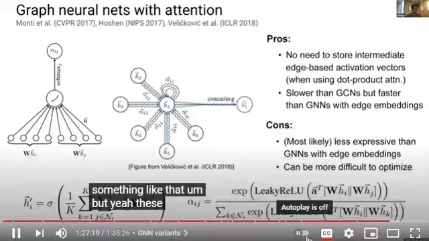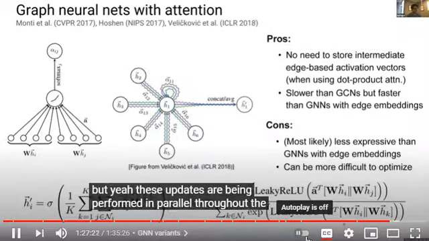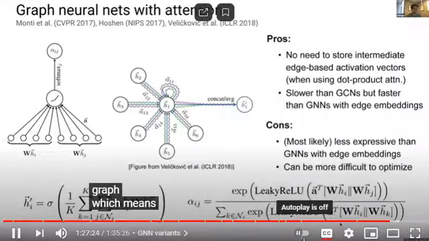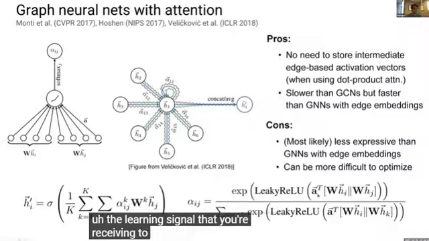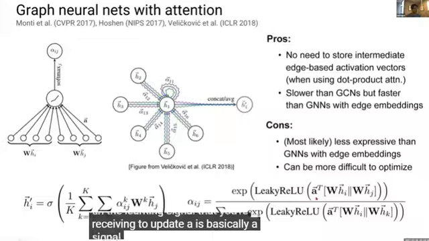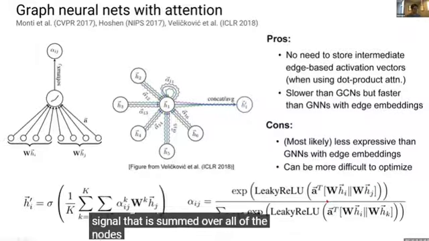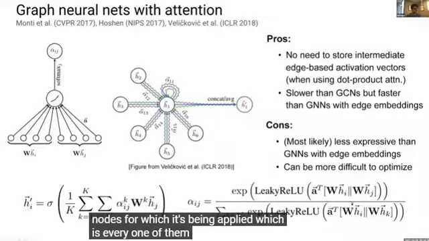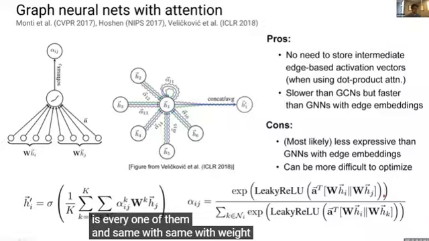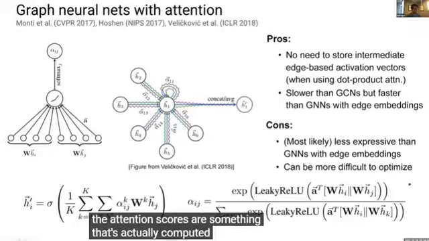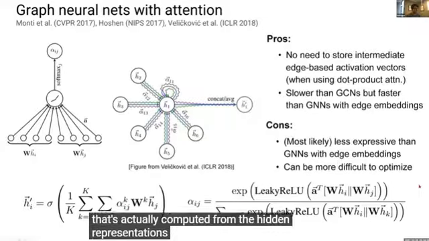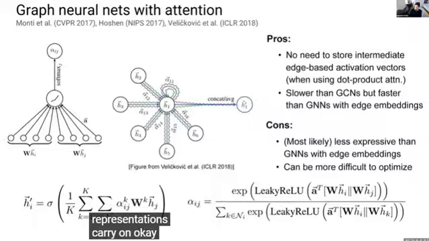But yes, these updates are being performed in parallel throughout the graph, which means for layer 1 or whatever, the learning signal you're receiving to update A is a signal that is summed over all of the nodes for which it's being applied, which is every one of them. And same with weight matrix W. Those are the only learnable weights in this case, because the attention scores are actually computed from the hidden representations. Great, carry on. Okay, great.